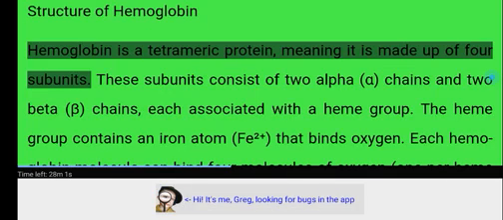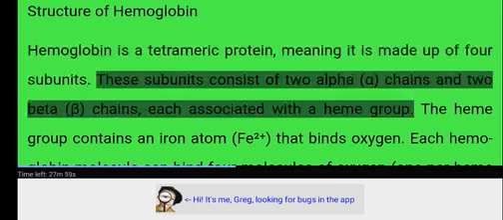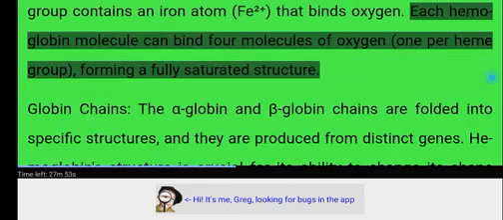Structure of hemoglobin. Hemoglobin is a tetrameric protein, meaning it is made up of 4 subunits. These subunits consist of 2 alpha chains and 2 beta chains, each associated with a heme group. The heme group contains an iron atom, Fe2+, that binds oxygen. Each hemoglobin molecule can bind 4 molecules of oxygen, one per heme group, forming a fully saturated structure.